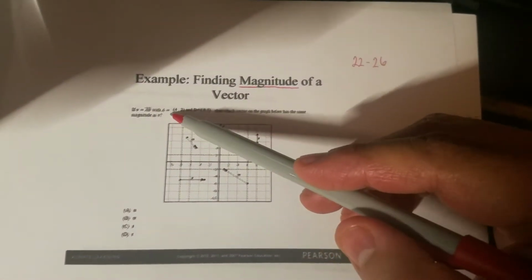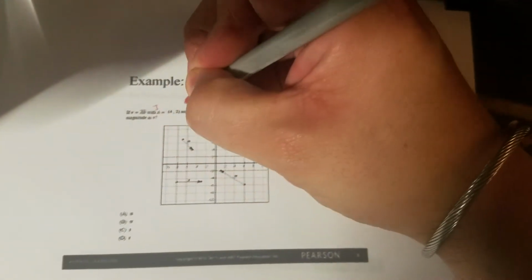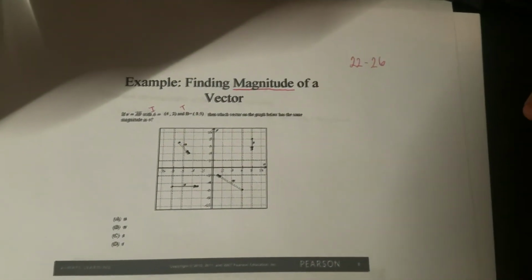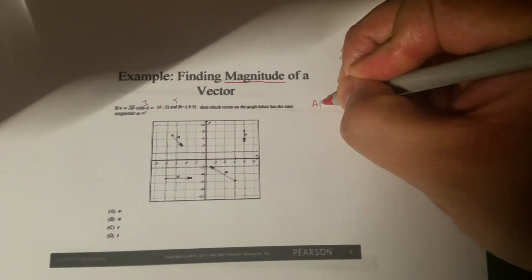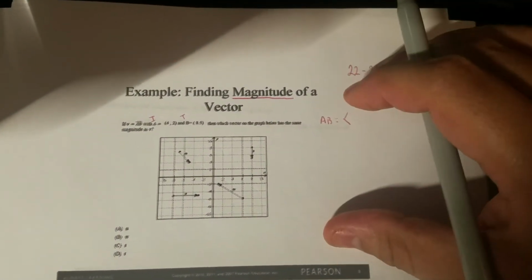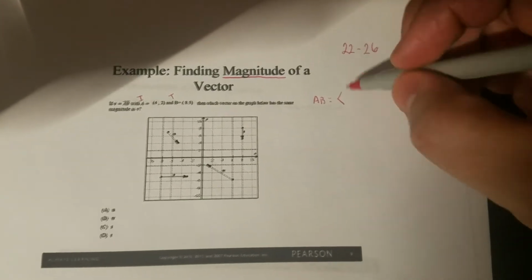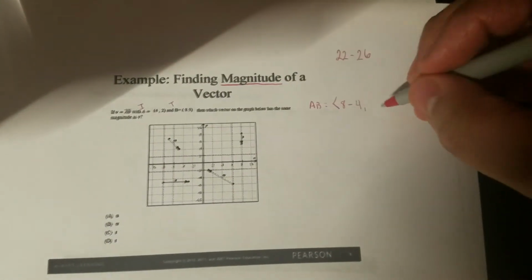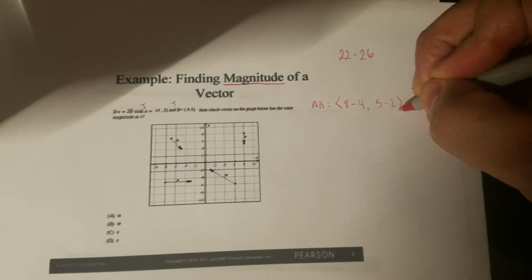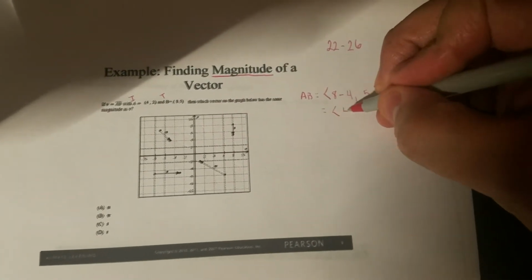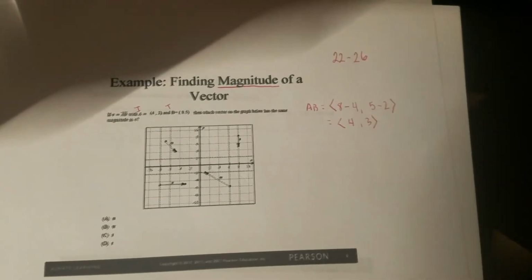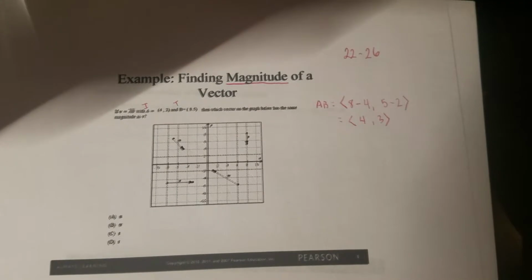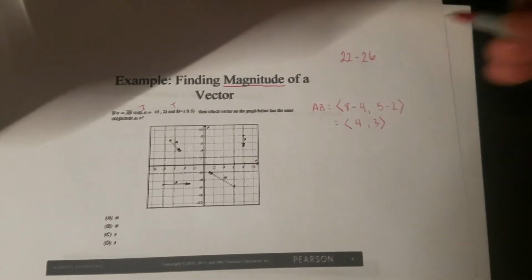What I want you to see here, they're telling us that we're starting with a vector AB. So this is my initial, this is my terminal. And with AB, right up here, I'm going to do terminal minus initial. So this is going to be 8 minus 4 and 5 minus 2. So this becomes 4 and 3. Now, what I found here is not the magnitude. That's what it's asking for. Which one has the same magnitude? So I'm going to find that now.